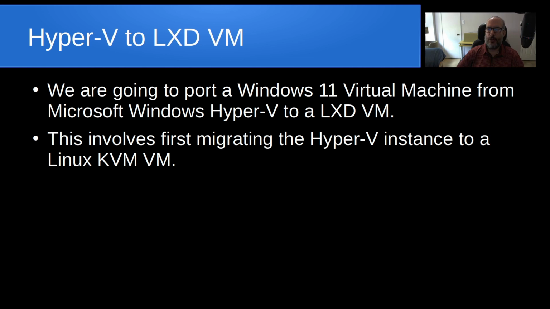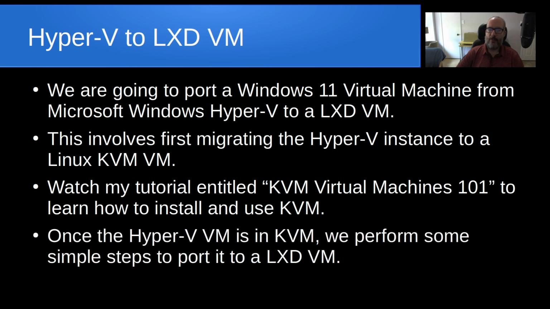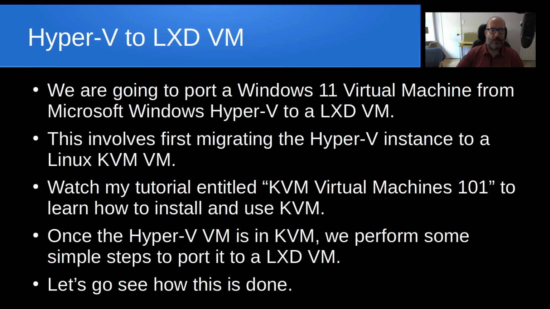This involves first migrating the HyperV instance to a Linux KVM virtual machine. So watch my tutorial entitled KVM Virtual Machines 101 to learn how to install, configure, and use KVM. Once the HyperV VM is in KVM, then we perform some simple steps to port it over to an LXD VM. So let's go see how this is done.